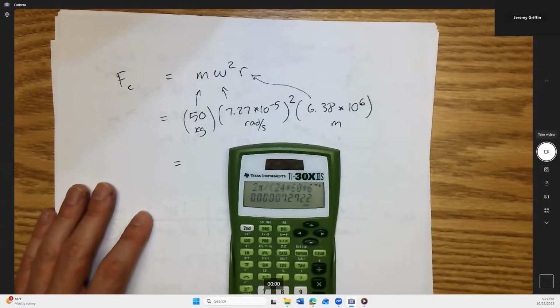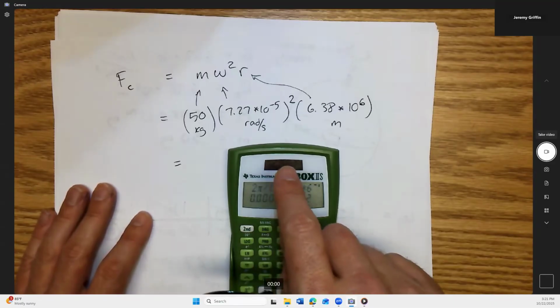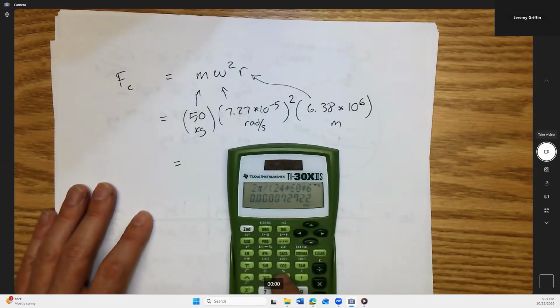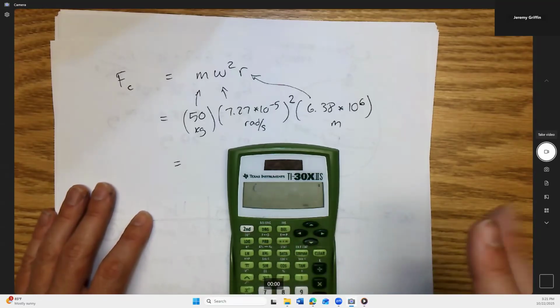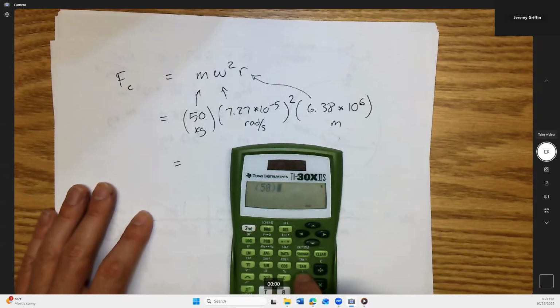Are you guys okay with that so far? Like following the logic of where I'm getting all these individual parts from? Okay. All right, so last step is, can you correctly plug that into this calculator? So I'll model it for you guys right here. You guys are also plugging into your calculator the same thing.